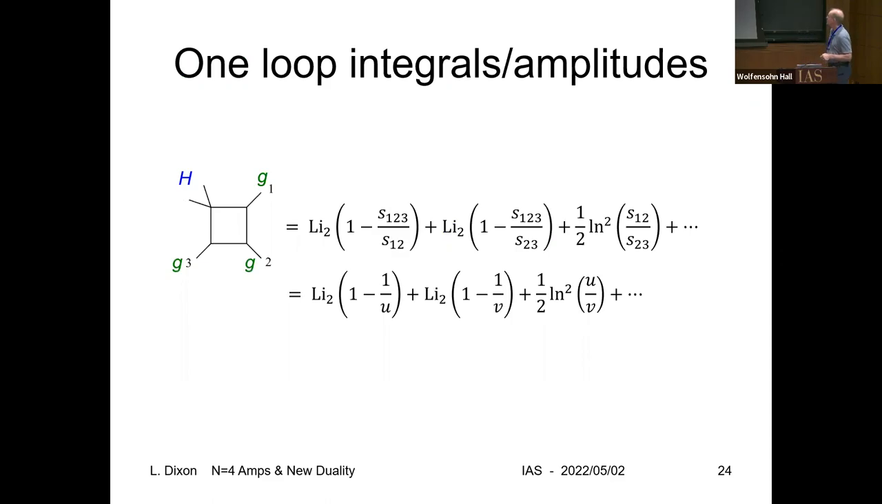So I mentioned before that at one loop, we get some of these integrals that are dilogarithms. Since their arguments only involve dimensionless ratios, they should only depend on U and V. So they look something like that.